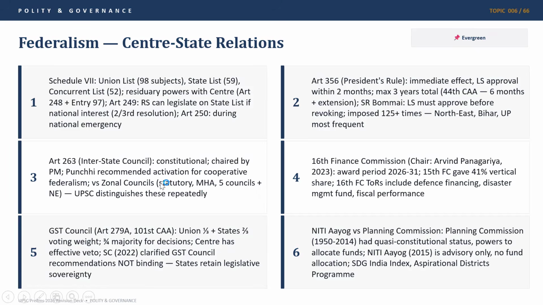Read about the zonal councils. There are 5 zonal councils, and also read about the Northeastern Council. Read about the acts through which they have been formed. And for the Interstate Council, go through Article 263. Also go through the Punchhi Commission and Sarkaria Commission's recommendations.